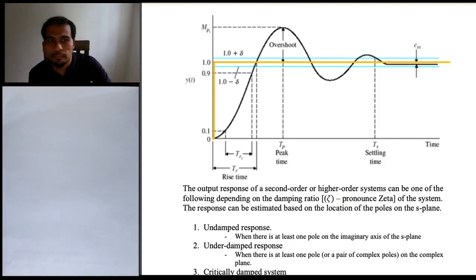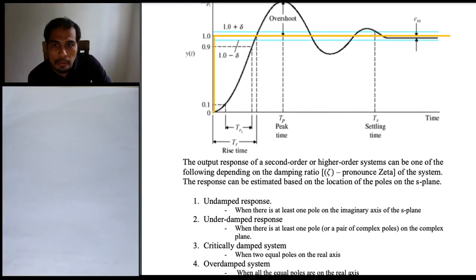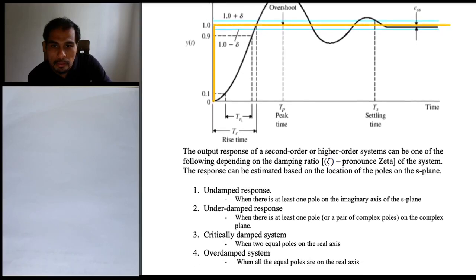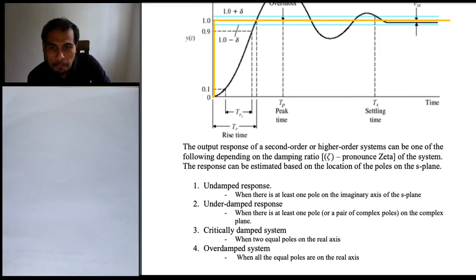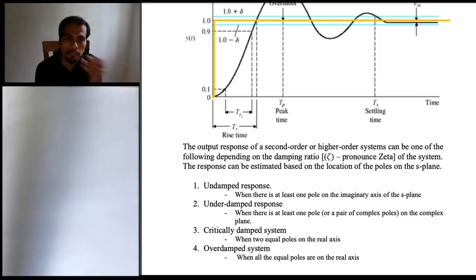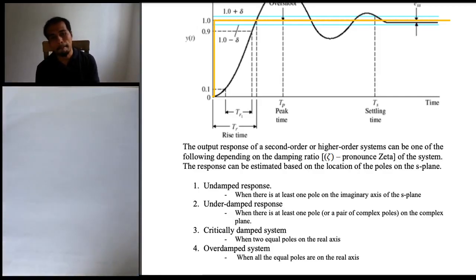Okay, let's look at the slides on the right. So we have a response. That response is for the second order systems. The output response of a second order or higher order system can be one of the following, depending on the damping ratio, which we pronounce zeta, of the system. This response can be estimated based on the locations of the poles on the S-plane, right?